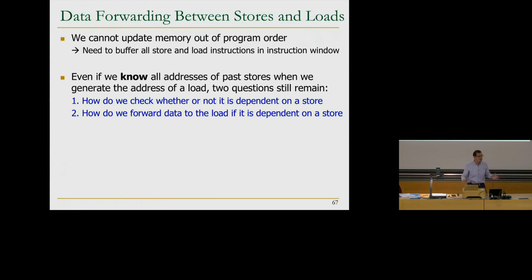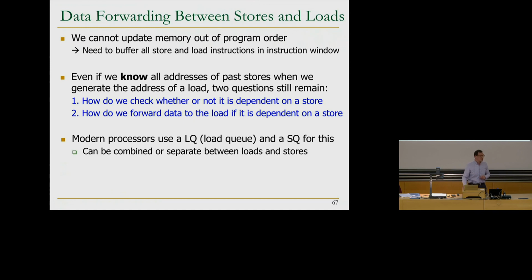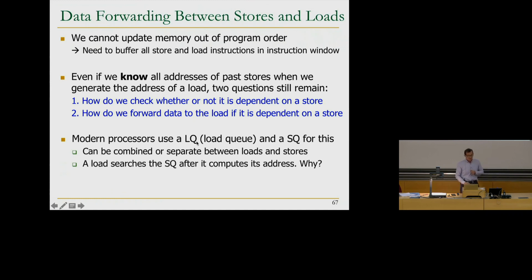For this, you need a special structure. These special structures are usually decoupled into a load queue and a store queue. It can be combined between loads and stores. For example, in the Intel Pentium Pro it was called a memory ordering buffer, MOB. So you had a MOB in a processor. But whether combined or separate, basically you have a load queue and a store queue. Whenever you produce the address of a load, you search the store queue to check if there's any store that you're dependent on, so that you can schedule the load.